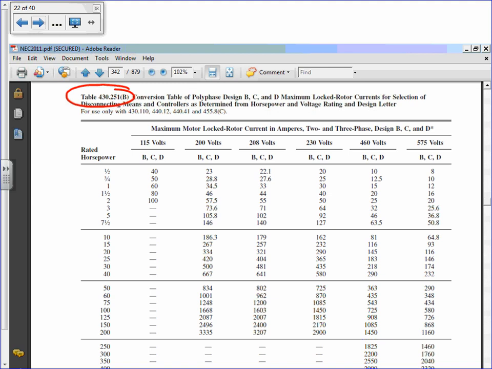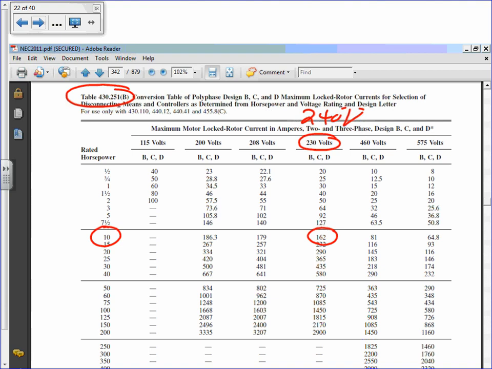The voltage system that I'm using as my system is 240, so I have to be right here. The electrical current goes 160. 160 is right here, 162. If you go all the way across, what's the horsepower rating of this boy? 10.